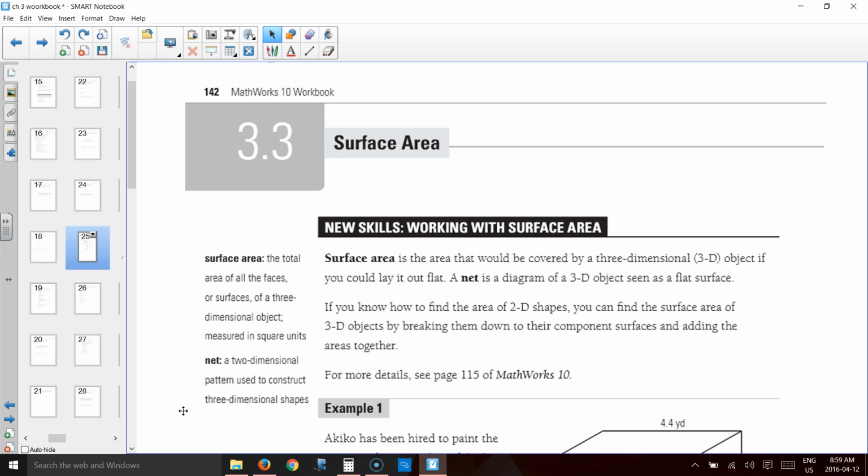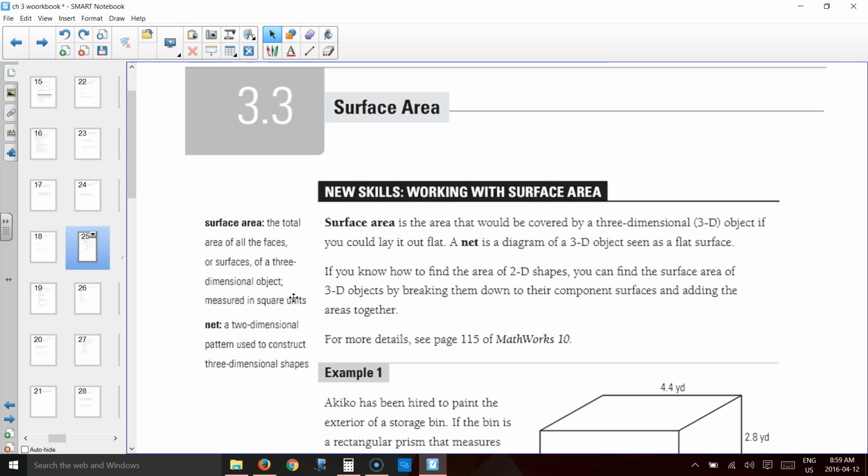We're on page 142 of the Mathworks 10 workbook, and we're on example 1. So we're dealing with a new skill, working with surface area. Surface area is the area that would be covered by a three-dimensional object if you laid it out flat. So we need to be clear that it's the area, not the volume of this object.